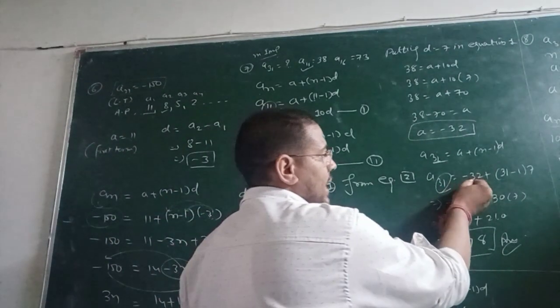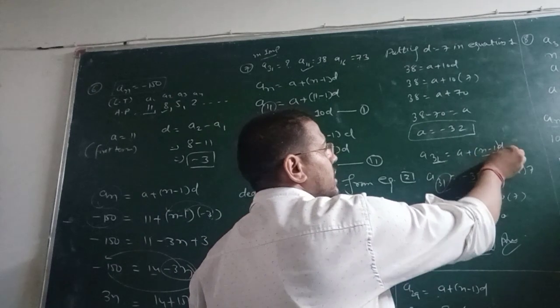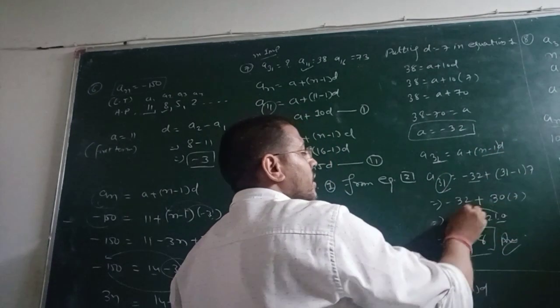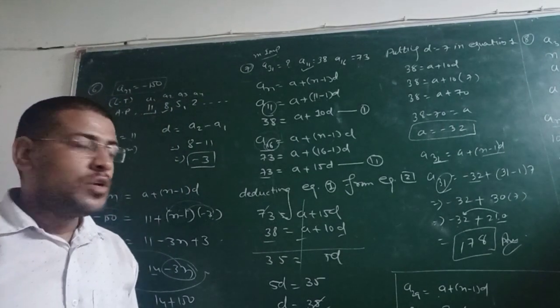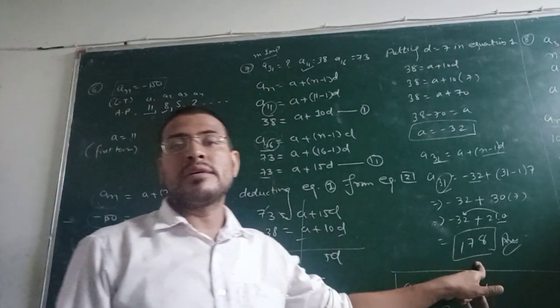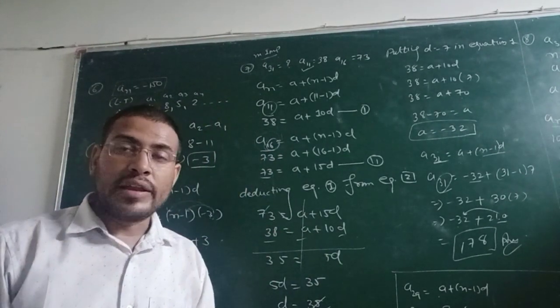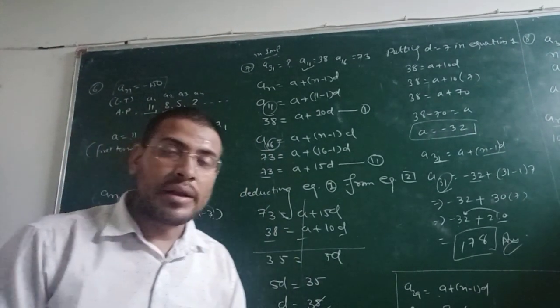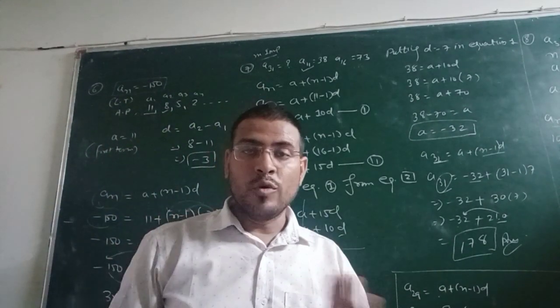So friends, a is minus 32, and the multiple of n minus 1 d is 210. So getting the difference between both of them, 210 minus 32, so it will be 178. This is the value that we found, which is what they have demanded, the value of a31. Okay friends, I hope you got this one.